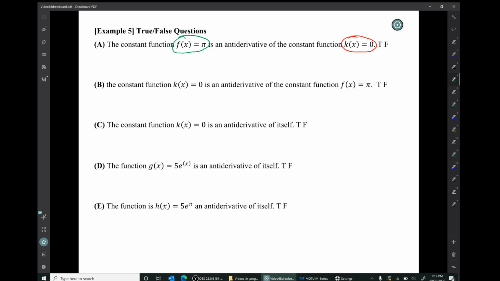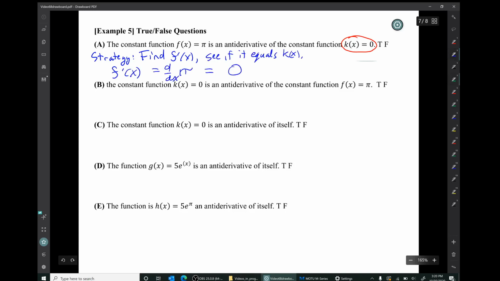Well, what this sentence would mean, if it's true, would be that little f prime equals little k. So we should investigate this by finding little f prime and seeing if it equals little k. So when we find little f prime, we find the derivative of pi. Well, pi is a constant function, so its derivative is 0, and that equals our k of x. So the conclusion is yes, that function is an antiderivative, and so this sentence is true. Little f is an antiderivative of little k. That's a true sentence.